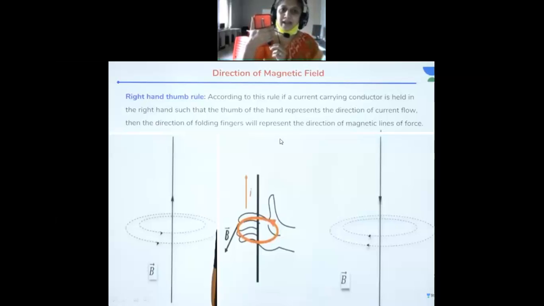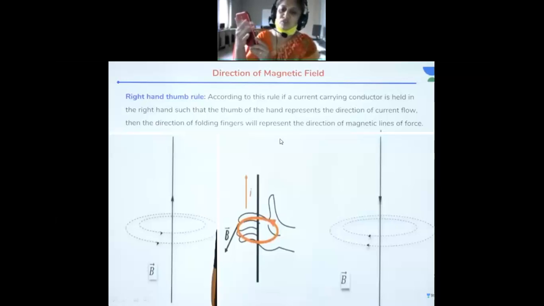According to this rule, if a current carrying conductor is held in the right hand such that the thumb of the hand represents the direction of current flow, where is it showing? It is showing upward direction. The current is flowing in the upward direction, because the thumb represents the current flow. Are you observing here? Yes or no? Then the direction of the folding fingers.